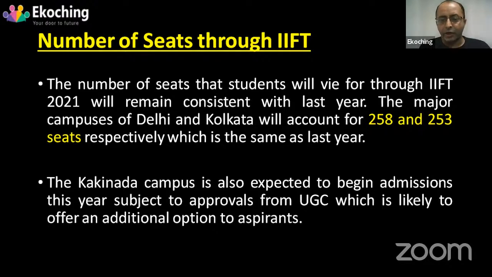Right, Kakinada campus, almost उनका UGC के permissions में थे, so they're going to start last year. So you have one more campus to get into the admissions. Nearly वहाँ पे 40-50 seats होगी अभी admissions के लिए. So approximately you have 550 seats for getting into IIFT campuses.